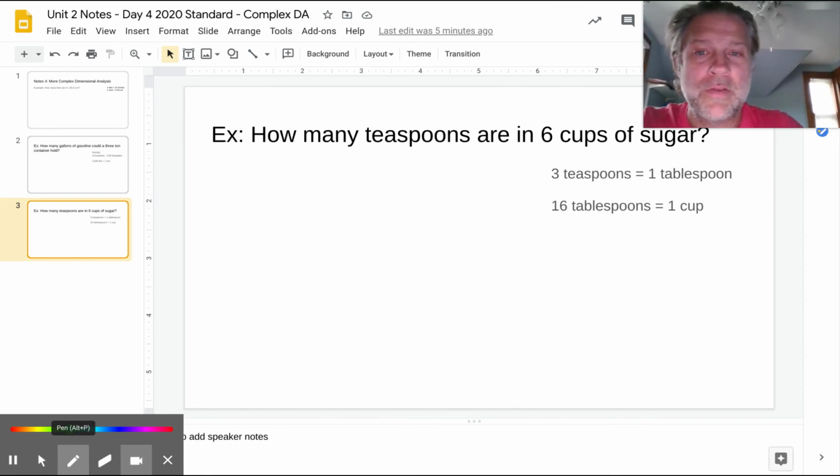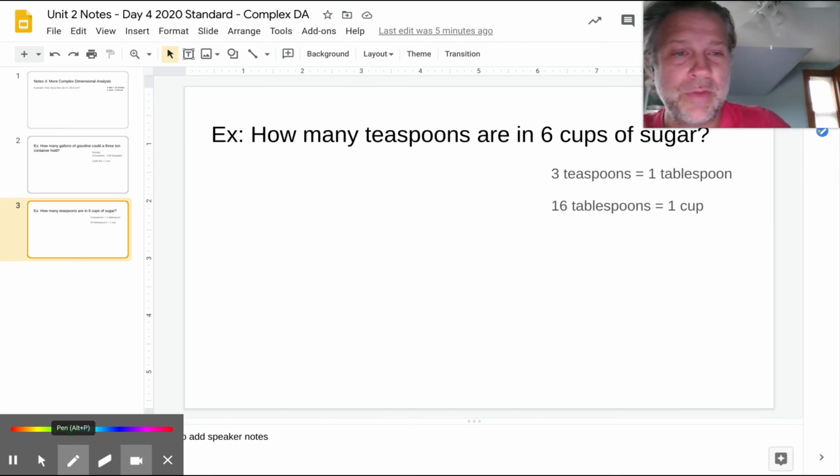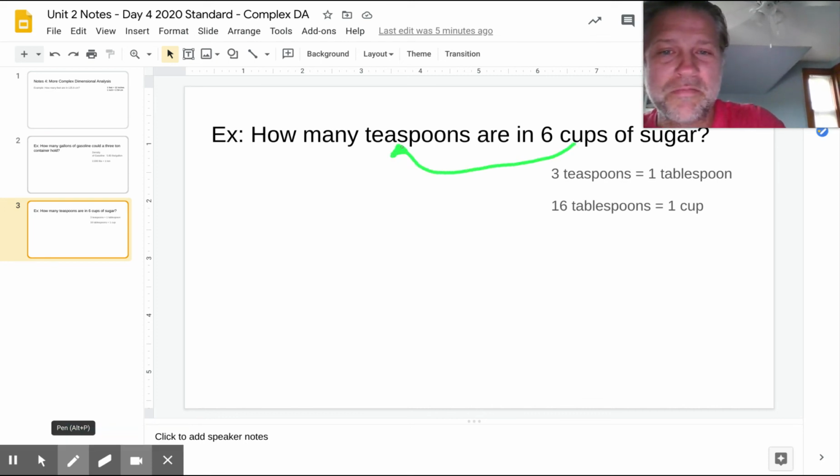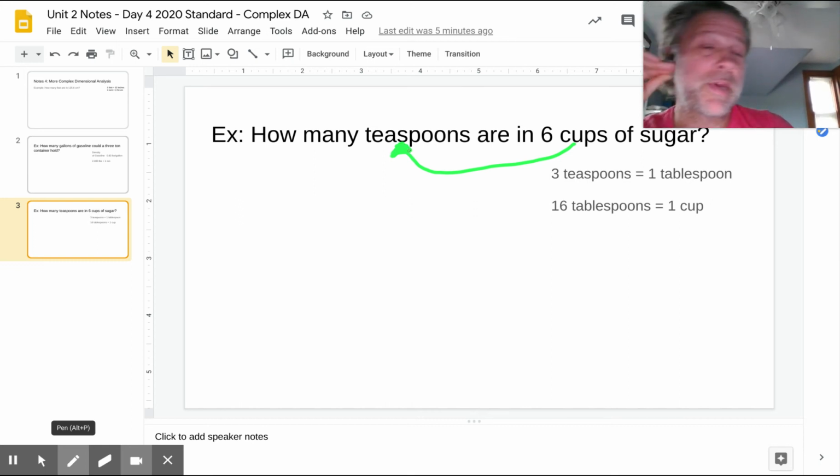So in this case here, we have 6 cups of sugar, and we need to know how many teaspoons are in 6 cups of sugar. And I'm going to be really honest, I don't like the empirical measurement system for in the kitchen. I would rather use grams, but we can't change that today. So we need to know the relationship between cups and teaspoons. And to be very honest with you, I have no idea what that is.